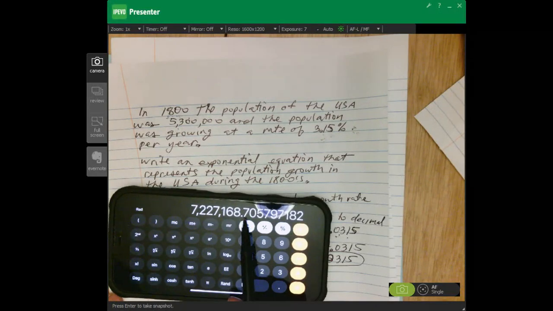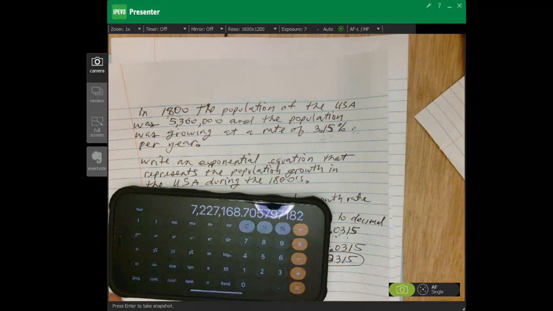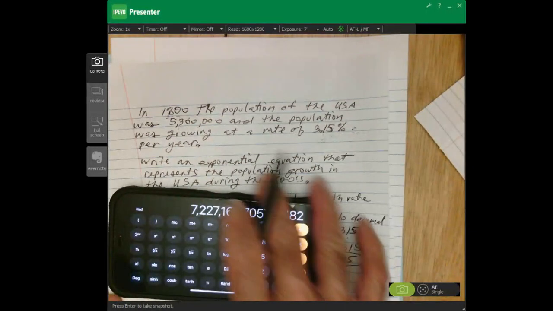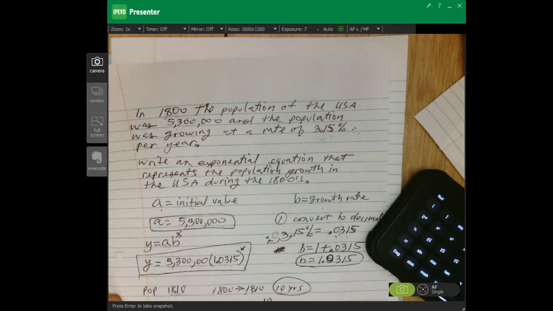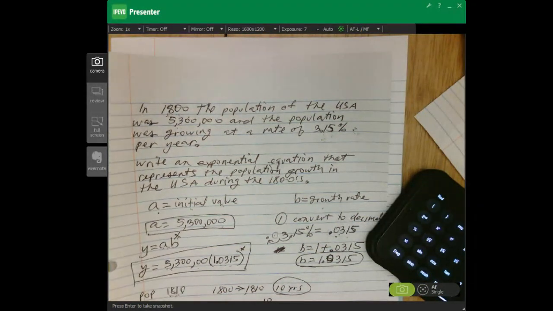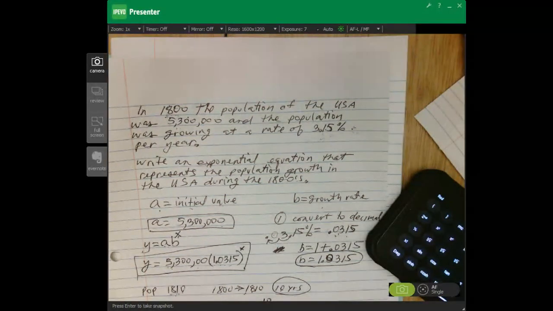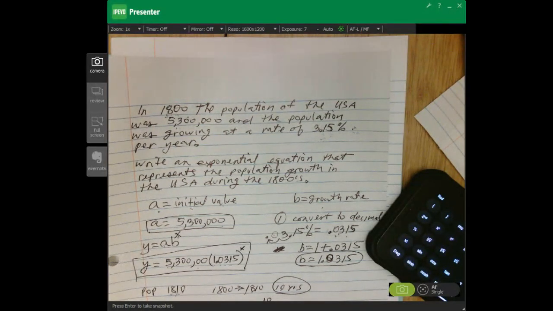7,227,168, and it doesn't make sense to have decimal places for people, does it? So let's just round that up to 7,227,169 people. Now, of course, that's not exactly right. It might have been 70 or 200. Anyway, that's pretty close. We'll call it 7,200,000.